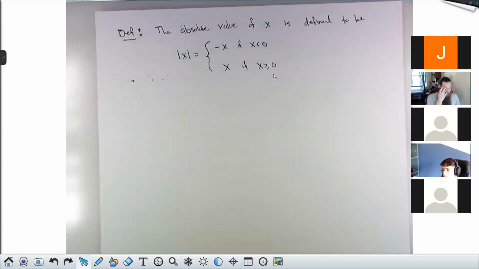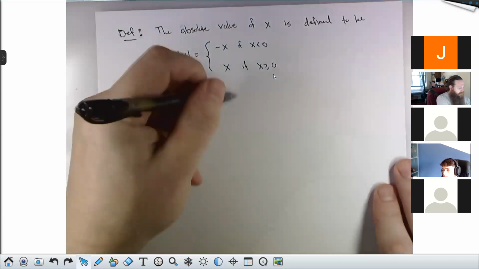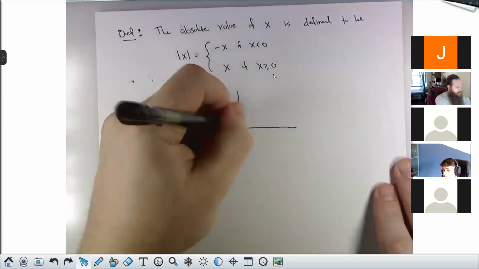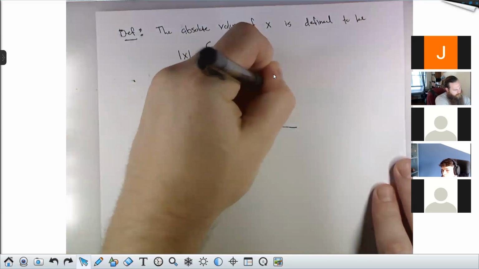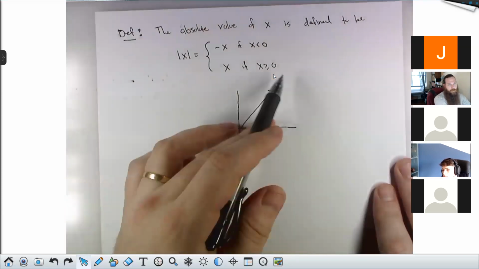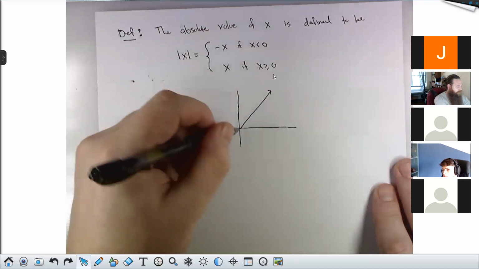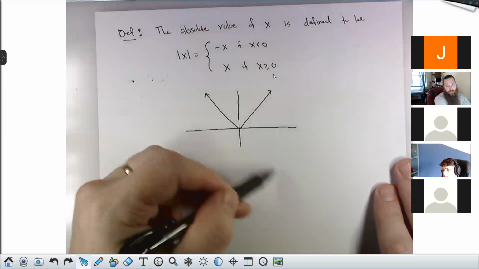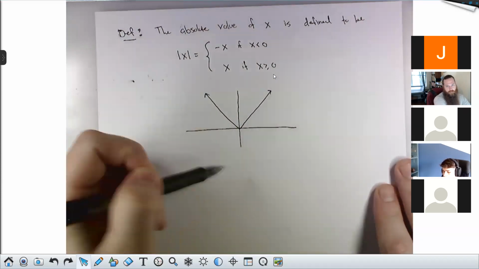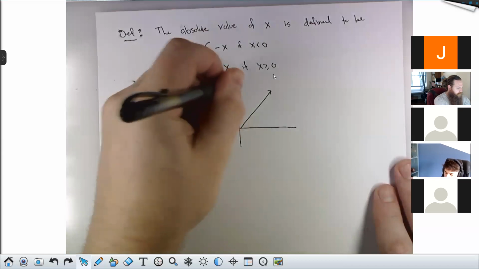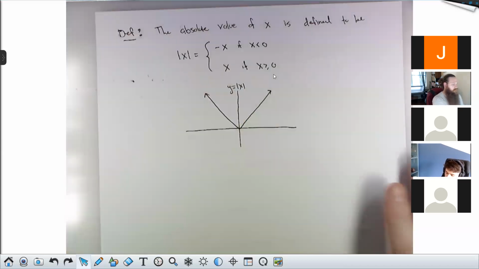And following the exact same rules we just used, you could draw its graph. Here's the graph y equals x. It would continue like this, but I only want the part where x is greater than or equal to 0. Here's the graph y equals negative x. It would continue like this, but I only want the part where x is less than 0. This is the graph y equals absolute value of x.